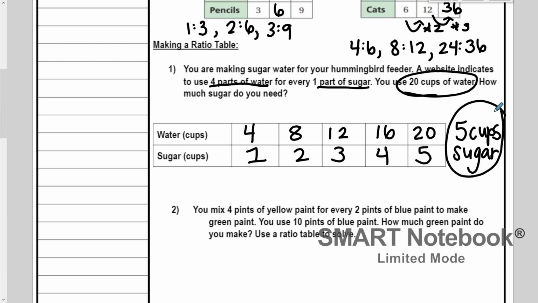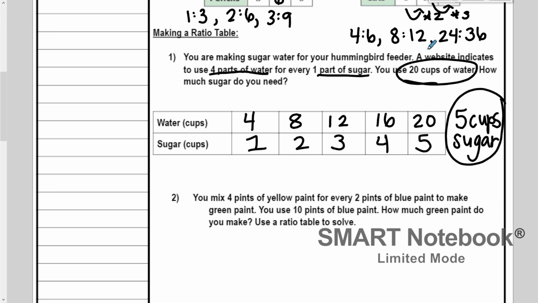Okay, we could have also done this by multiplying. We could have gone straight there. So if I just, and you don't have to write this down, I just want you to watch. If I've got my water and sugar, and I've got my 4-to-1 ratio, and I'm trying to get to 20 cups of water, I can go straight from 4 to 20 by multiplying it. And think to yourself, 4 times what is 20? Should be times 5. Whatever I do to the water, I have to do to the sugar to keep it equivalent. So if I do times 5 down here, I would also get the answer of 5.